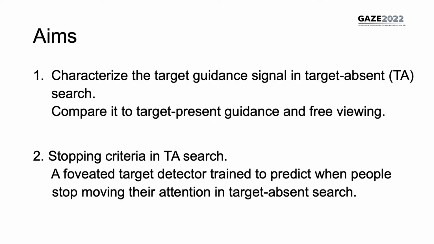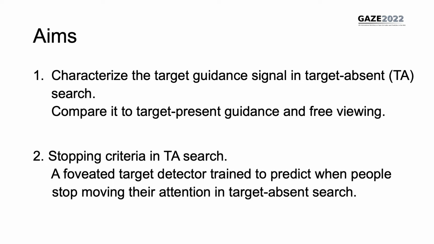We have two main aims in the current work. First, characterize the presence of a target guidance signal in target-absent search behavior by comparing it to target-present search and free viewing. The second aim focused on the stopping criterion, meaning when to stop the search when no target is there.